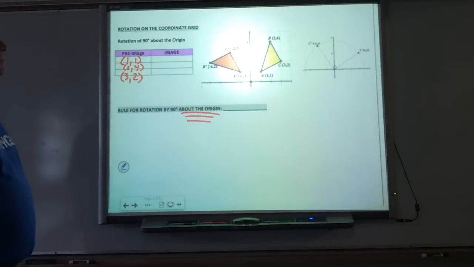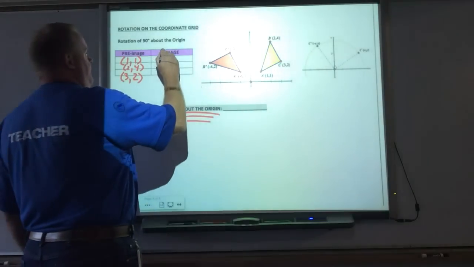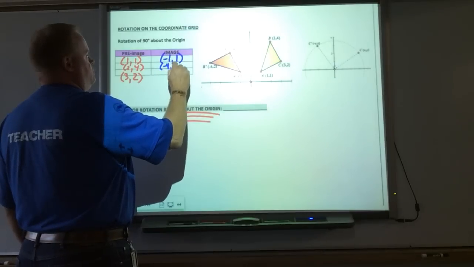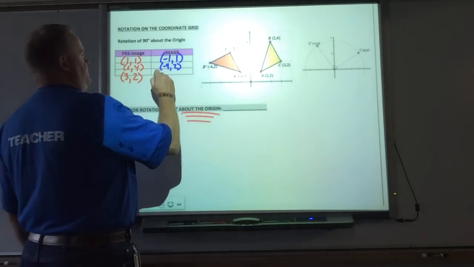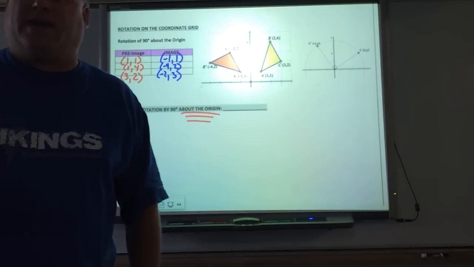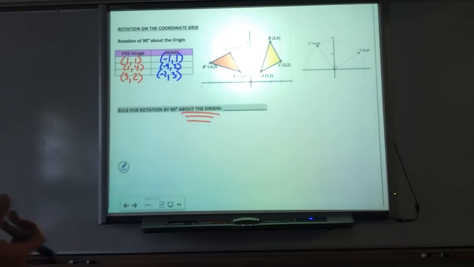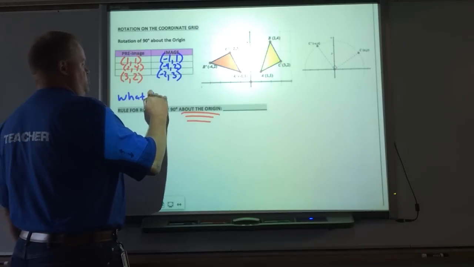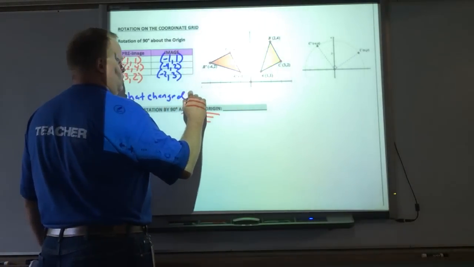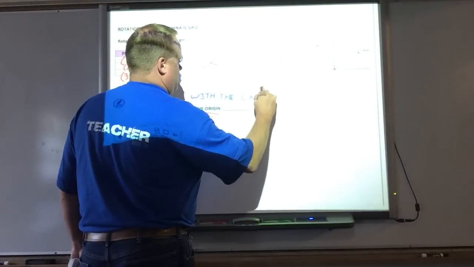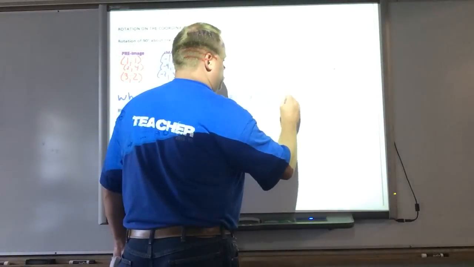If I look at my image, A is at negative 1, 1. B is at negative 4, 2. And C is at negative 2, 3. And just like we did with reflections, I'm going to ask you what changed. What was the difference? What changed with the X and Y from pre-image to image?